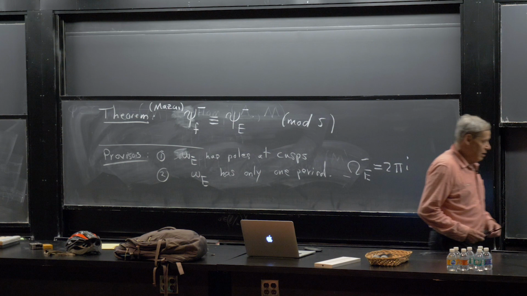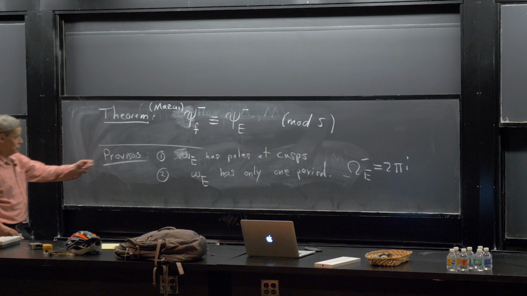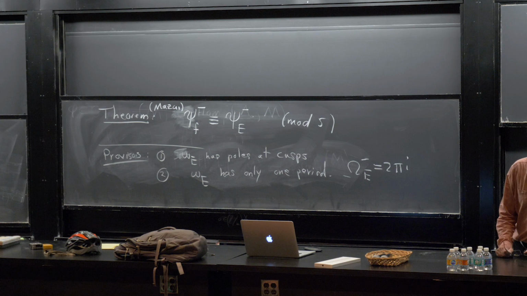Now, this is something that's interesting because, in fact, people like Rob Pollack and Preston Wake have been thinking about congruences even in the even case. And they do write down congruences between modular symbols associated to F and modular symbols associated to E. But when they talk about the symbol associated to E, they're thinking about a boundary symbol.